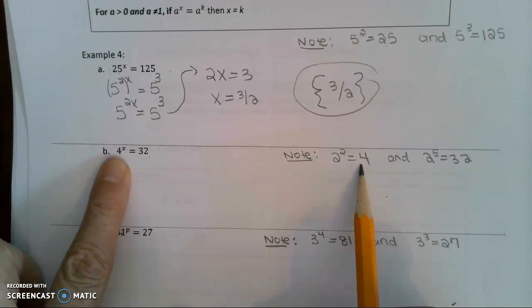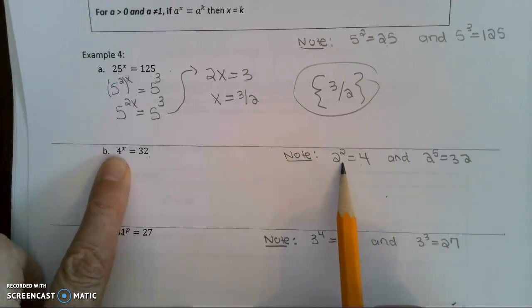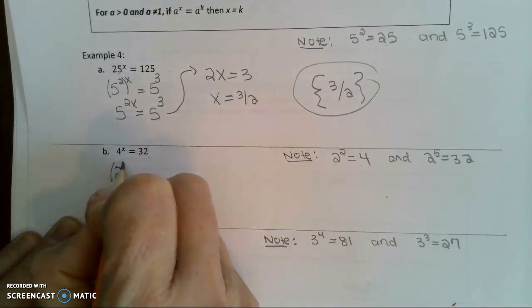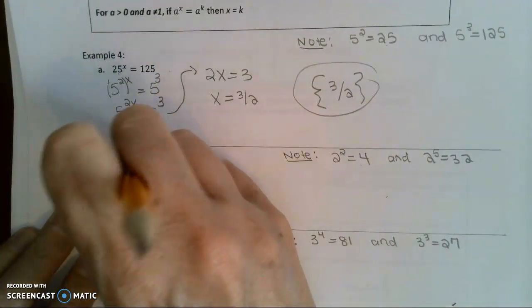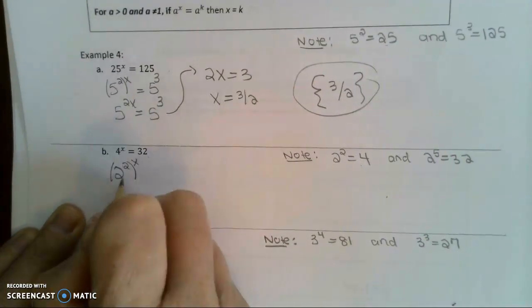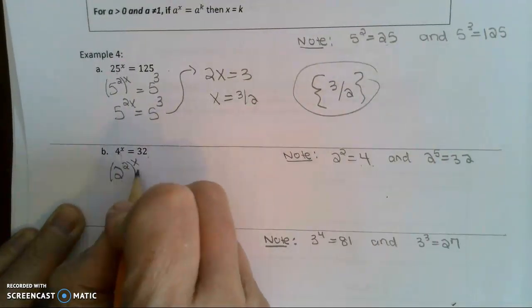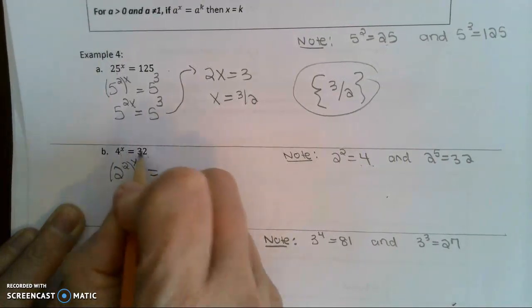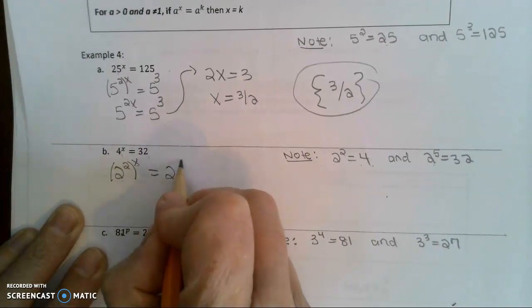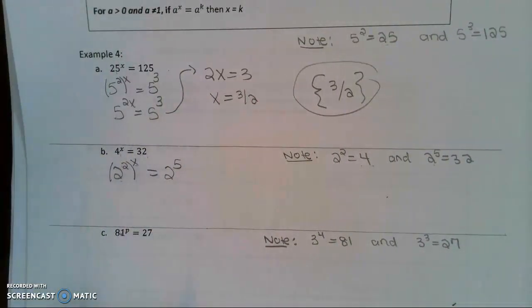So on the left side, I'm going to rewrite that as 2 squared raised to the x power. The 2 squared is the 4, and the x is on the outside. Instead of 32, I'm going to put 2 to the 5th. So I have them as the same base.